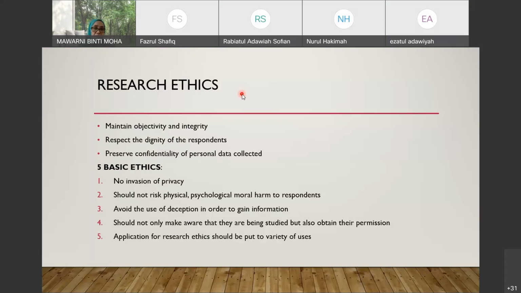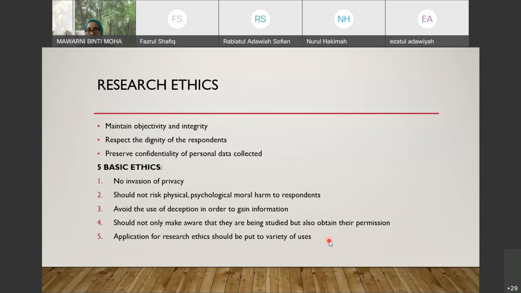But you see, when you do research, you must maintain the objectivity and the integrity. You must respect the dignity of the respondents, be it kids. If you think that they are just kids, you can just ask them anything, no, you're wrong. Even 4 years small kids do have dignity, and what more adults and veterans. And if you want to do research on specific special learning needs or disabilities, they have to go through even more stringent protocols, ethics. That is also to preserve confidentiality of personal data collected.